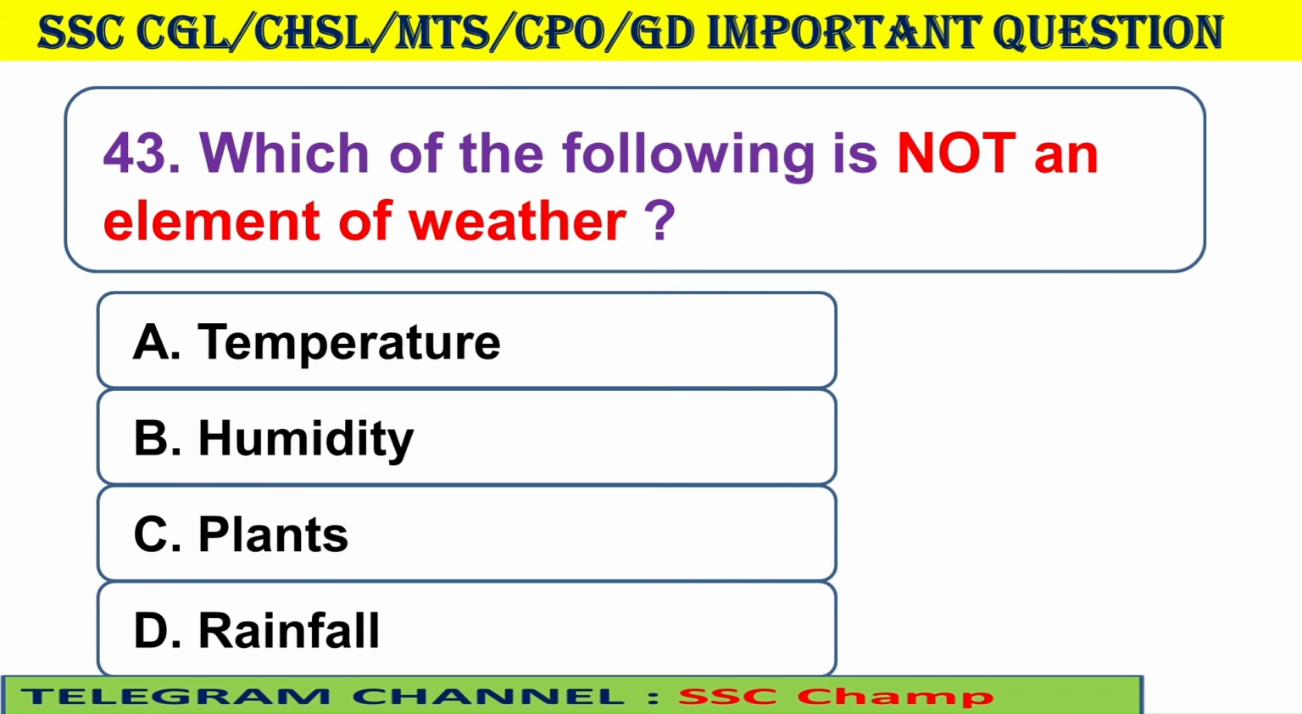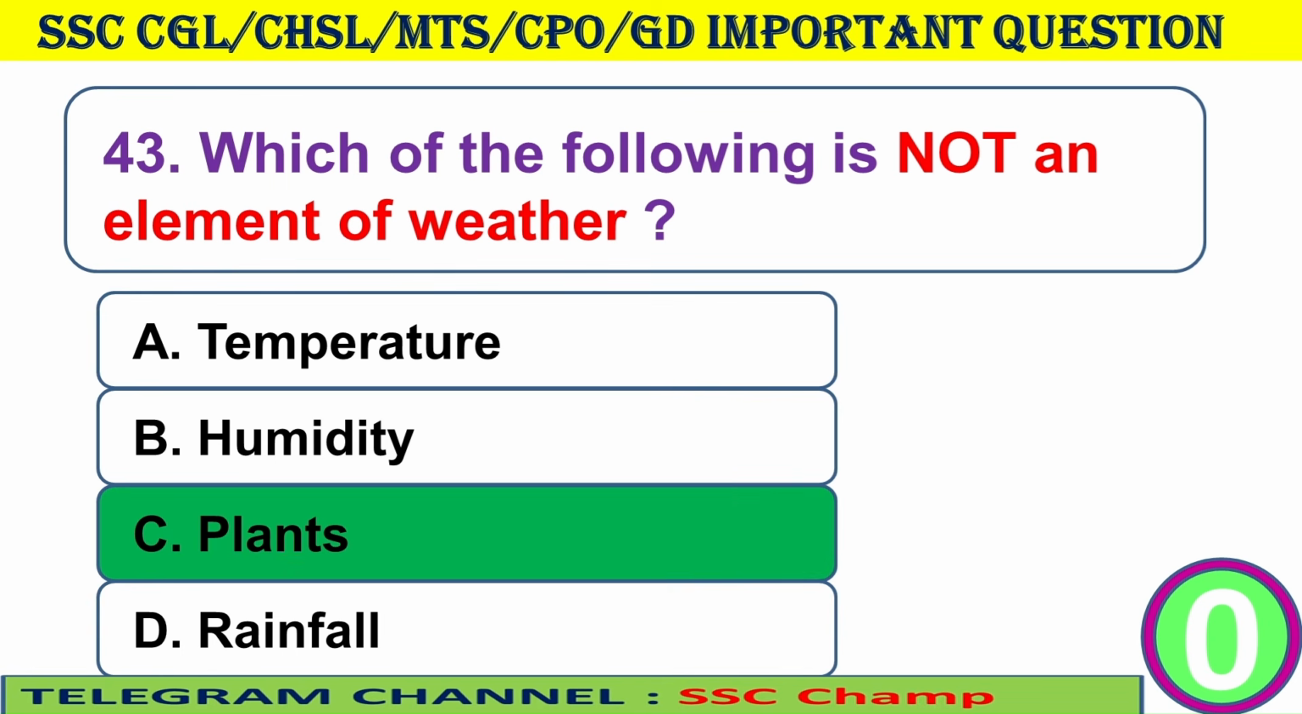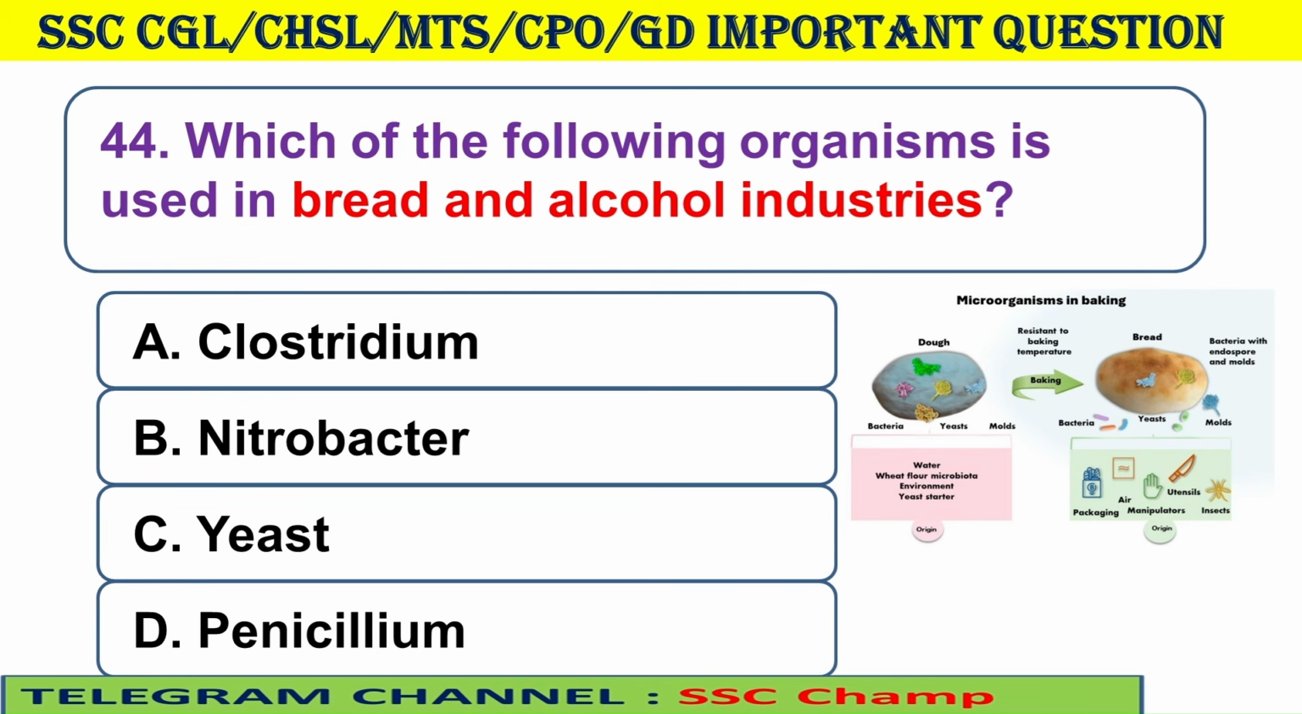Which of the following is not an element of weather? Option A temperature, option B humidity, option C plants, option D rainfall. Correct answer plant. Which of the following organism is used in bread and alcohol industries? Option A Clostridium, option B Nitrobacter, option C yeast, option D Penicillium.